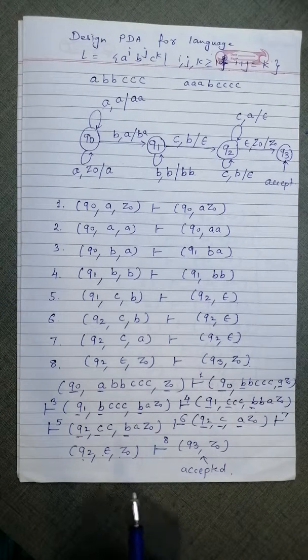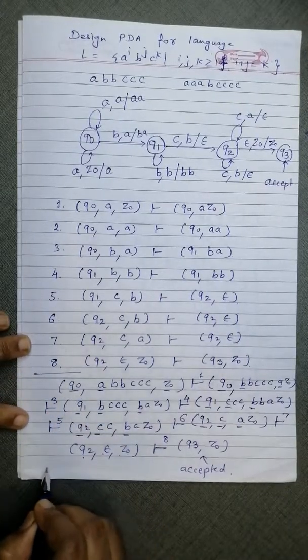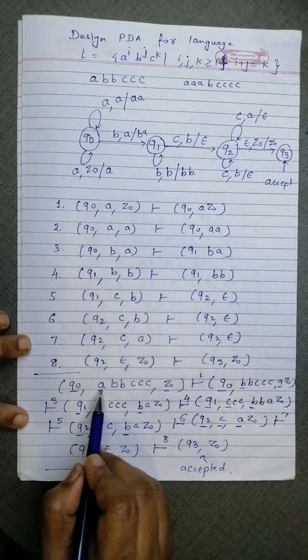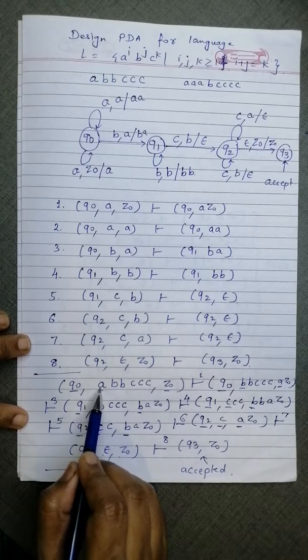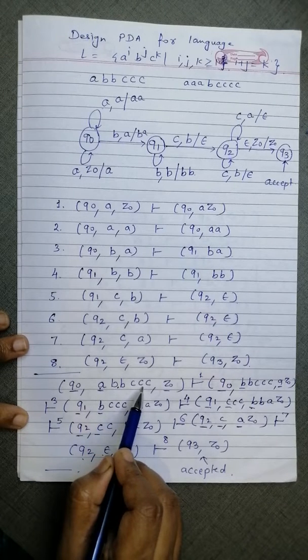So this is the working of the PDA for the input string where the number of a's plus the number of b's is equal to the number of c's.